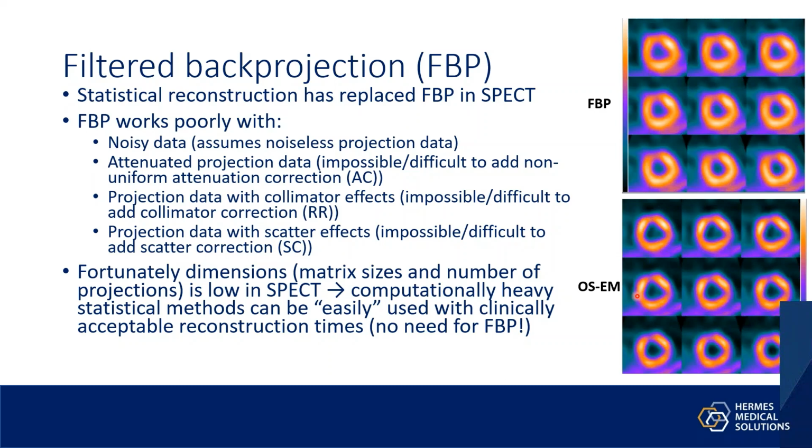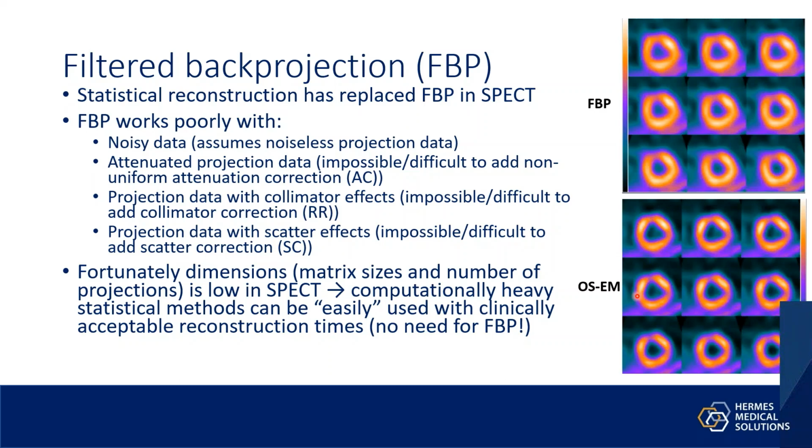Also, the collimator effects are quite difficult to model in FBP, and the same goes with scatter. It's very difficult to add the compensation for it in the FBP algorithm. Of course, you can do the corrections pre-reconstruction or post-reconstruction, but still the results are usually not as good as with statistical algorithms.